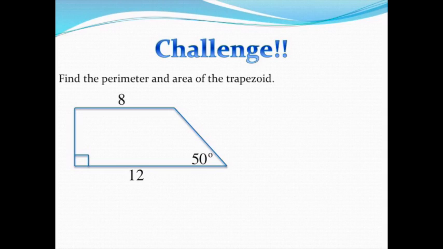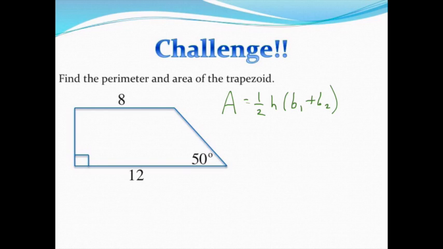Let's take a look at a very challenging problem that has us use trigonometry to help find the area and perimeter of a trapezoid. So let's just start with area, and we'll work from there for perimeter. I recall that the area formula of a trapezoid is 1/2 times the height times the sum of the two bases, b1 plus b2.